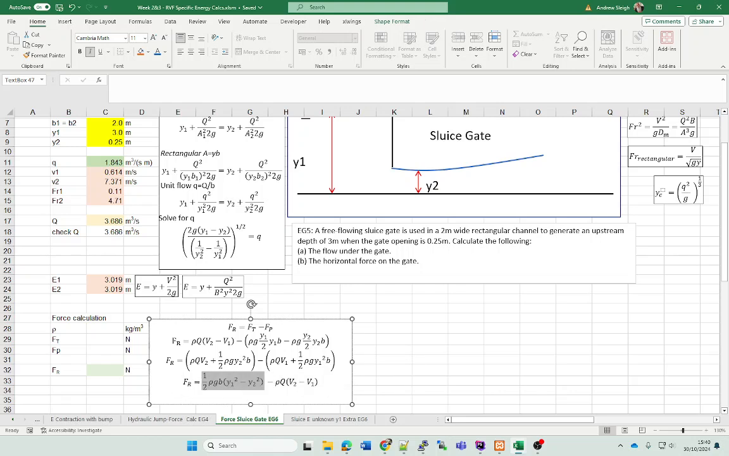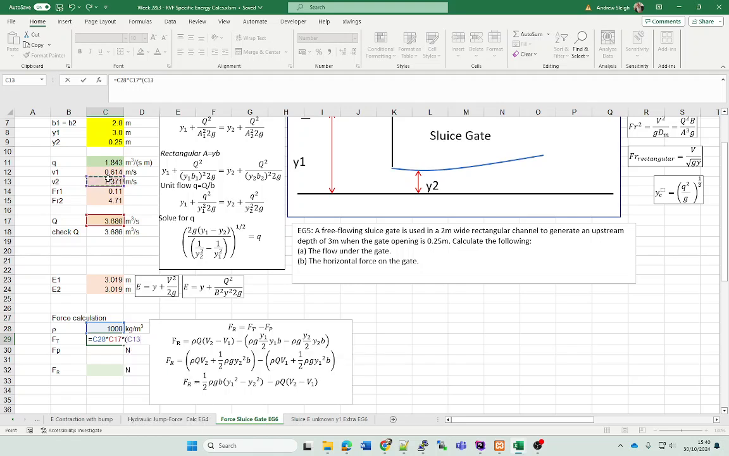So I'm going to write total force, which is equal to rho Q (V2 minus V1), which equals rho times Q times, I need some brackets in there, (V2 minus V1), so 24,900 newtons. I've just put 1,000 in here for rho.